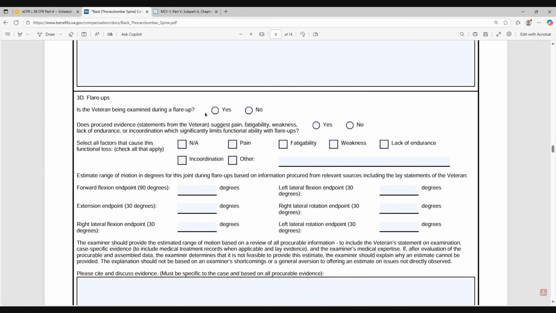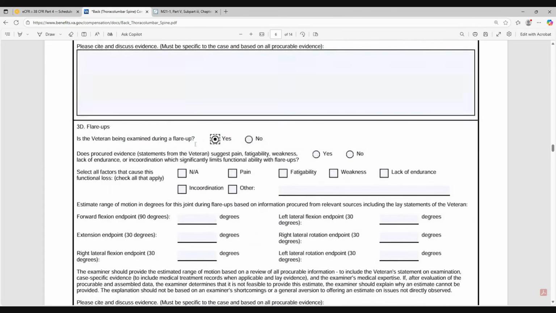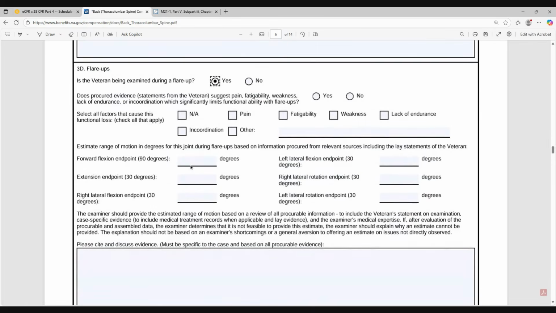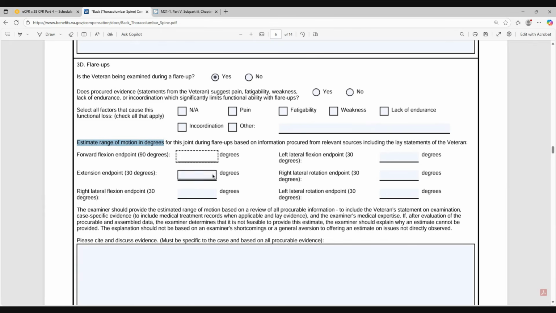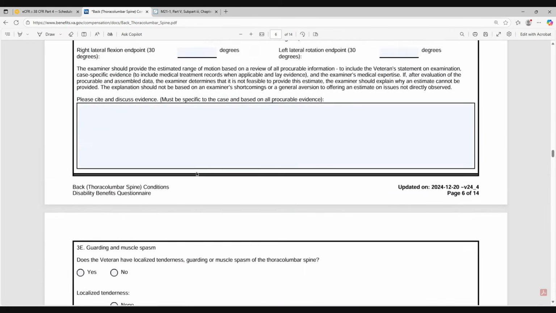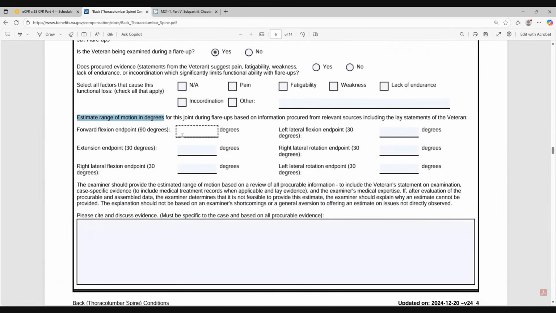And then we have flare-ups, right? So flare-ups, this is where, once again, if they say yes here, but they said no above, this could cause some problems. And then flare-ups, estimate range of motion. So keep that in mind. It's an estimate. So whatever you guesstimate, be truthful and honest, but they're going to write down a range of motion that's a guesstimate. So this would be like 50 degrees, and 20, 20, 20, and 20.